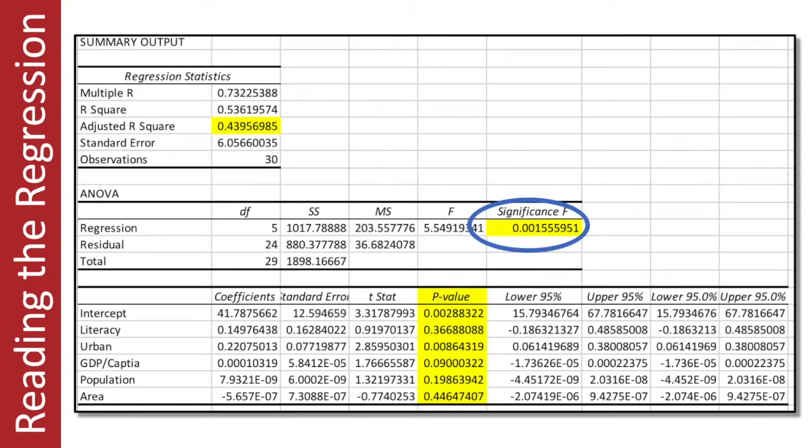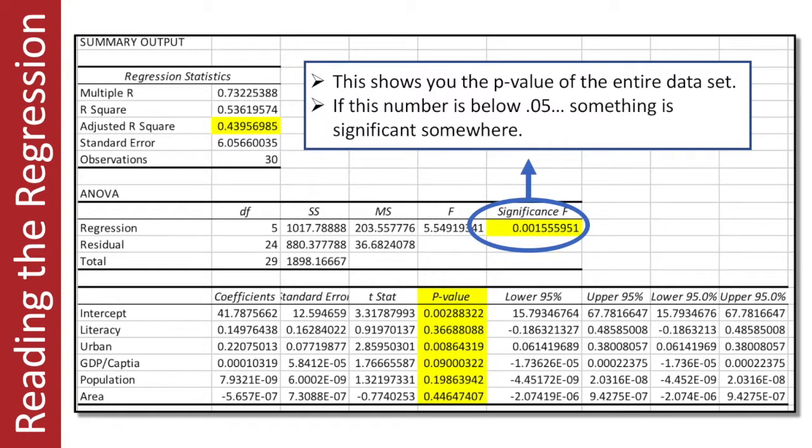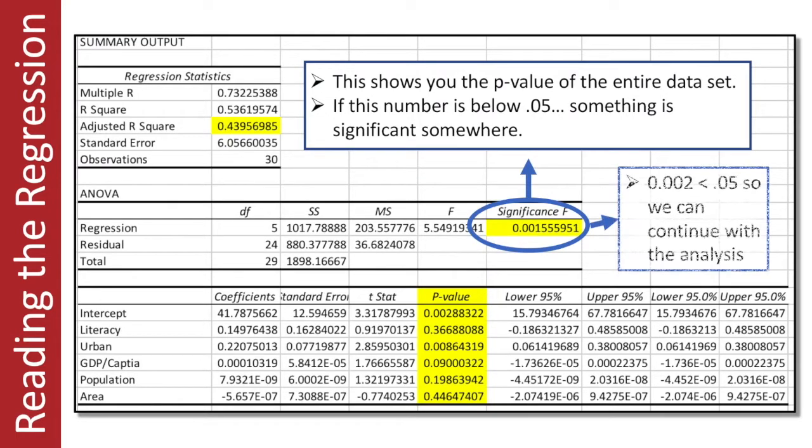So first thing, that says significance F. This is the p-value, or the significance, for the entire data set. If this number is below 0.05, then that means something in my data is significant somewhere. I don't know where yet, but we're going to find out. In this case, the significance is 0.002, which is definitely less than 0.05, so we can continue with the analysis.